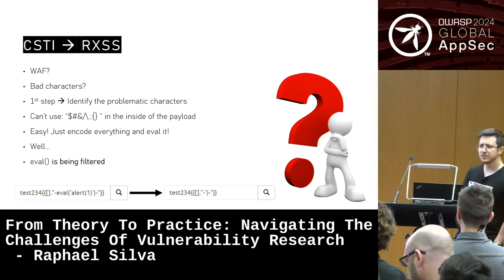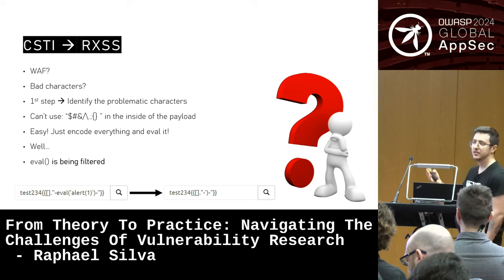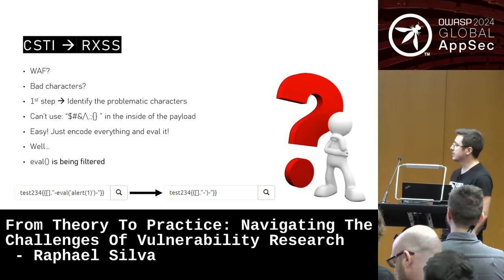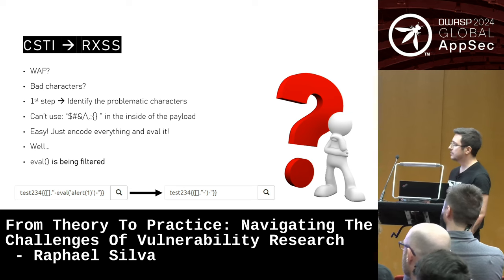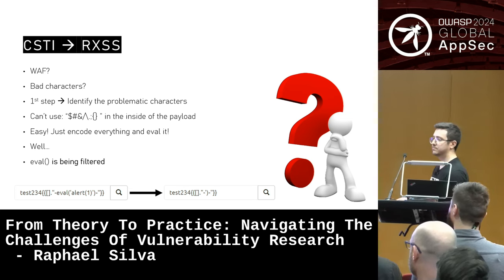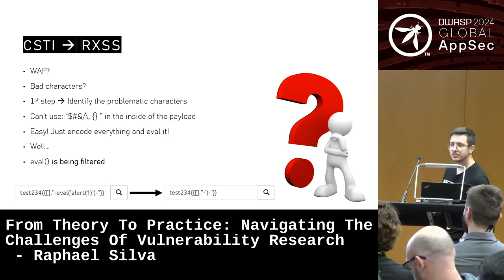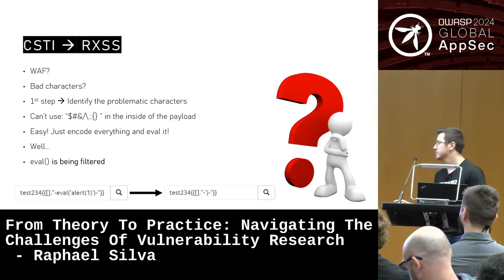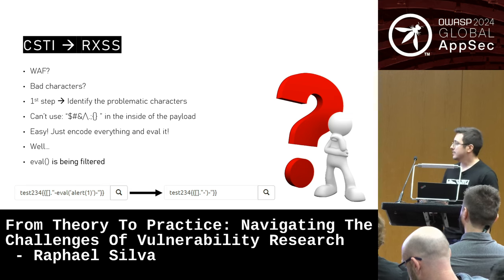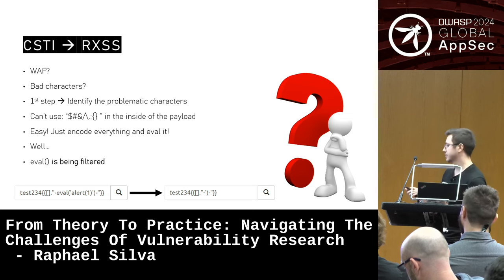But we can think, okay, that's easy. We don't need all of these characters. I don't see any normal parentheses there. So we can just encode the whole payload in base64 and just eval it, right? That would be an easy way to bypass it. But unfortunately, in this case, eval is actually being filtered out. So we do not have the option to use eval here.